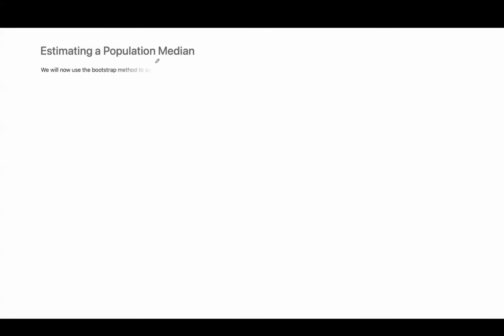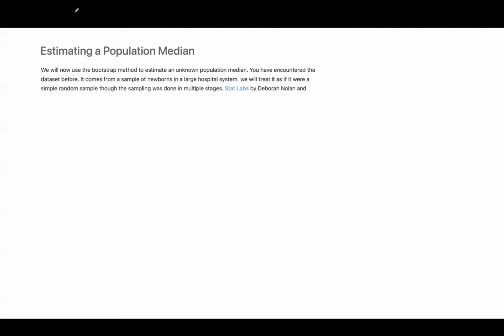Let us estimate a population median. We'll now use the bootstrap method to estimate an unknown population median. In this case, we're going to use a data set called BIRDS, which is basically a data set that includes the baby weights and the number of days that mothers were pregnant.